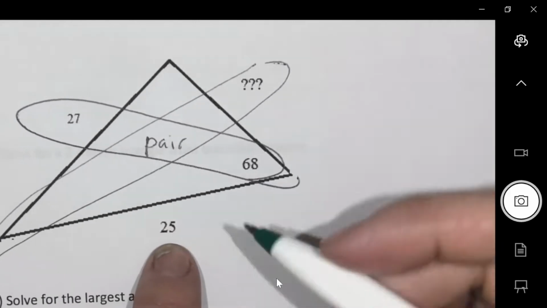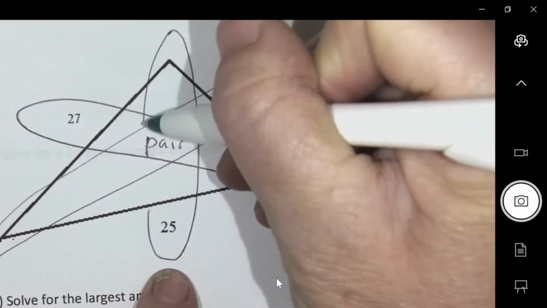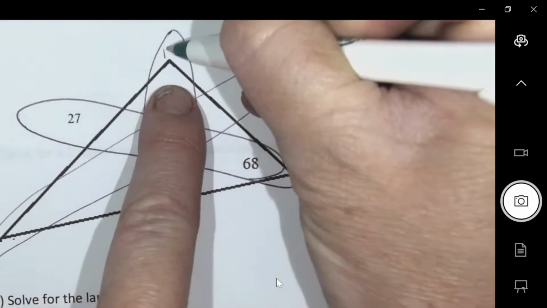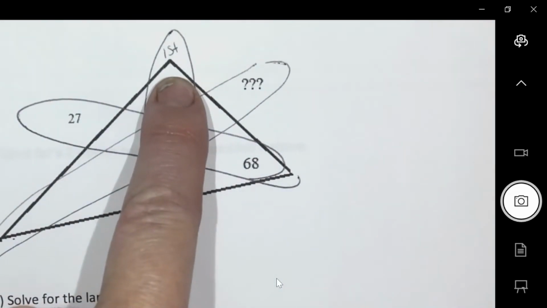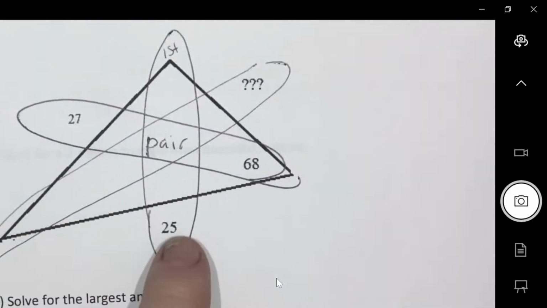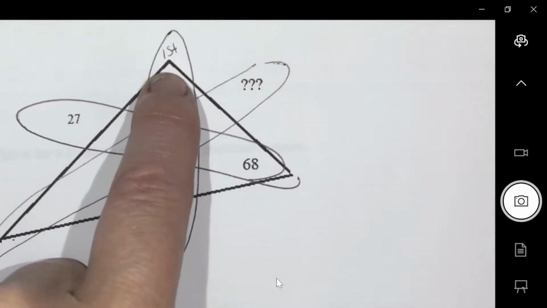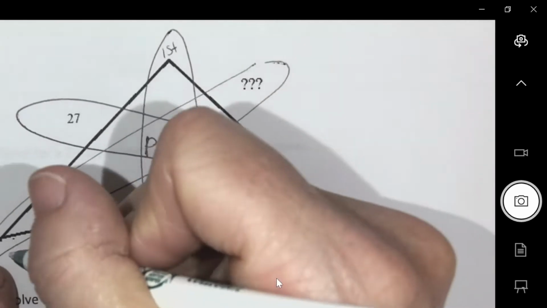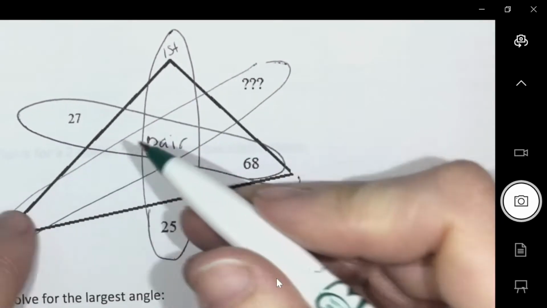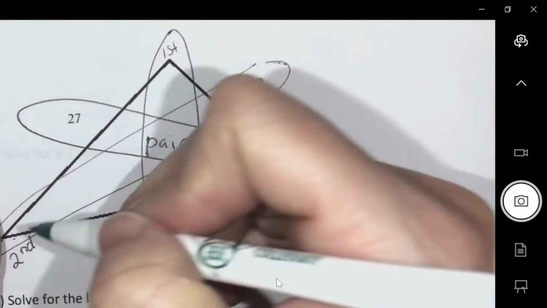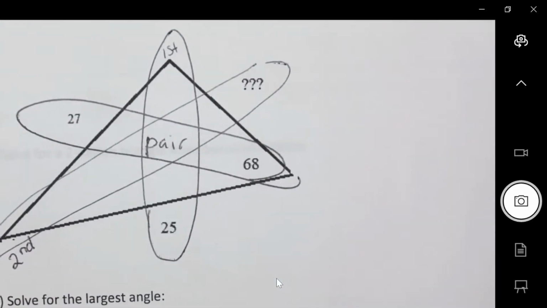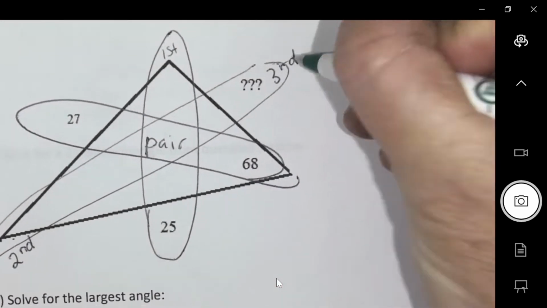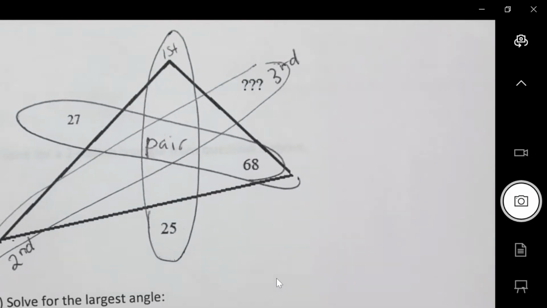The 25 can help me get this angle. So I'm going to use the 25 to get me this angle. Then I'm going to get 2 angles. I'm going to get the third angle. So I'm going to do this one second. And then I'm going to figure that side out. So I'm going to have to do sine law 2 times on this problem.